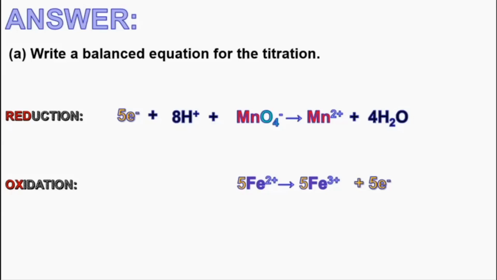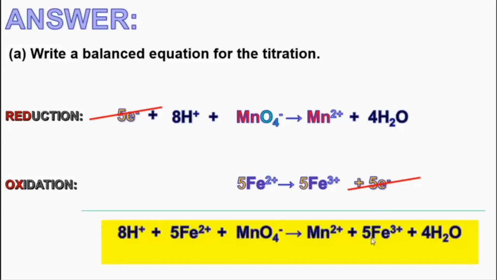Right, and then we are going to combine these two half equations. So the 5 moles of electrons cancel, and we add up these two half equations, and finally this is our balanced redox equation.